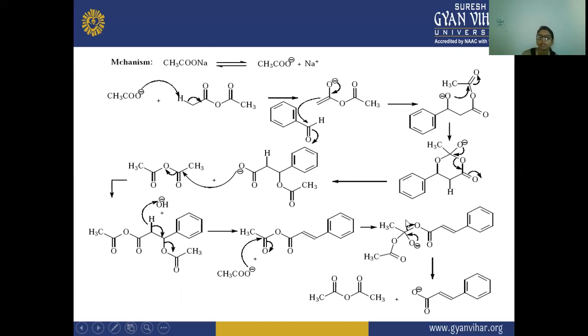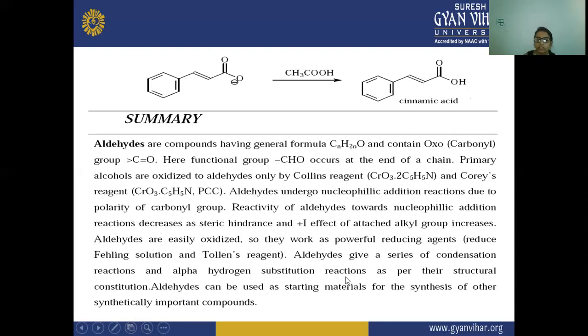After that, there is a breakage from here. There is a breakage that occurs in this, there is a formation of these two products, and in this there is a formation of the cinnamic acid.